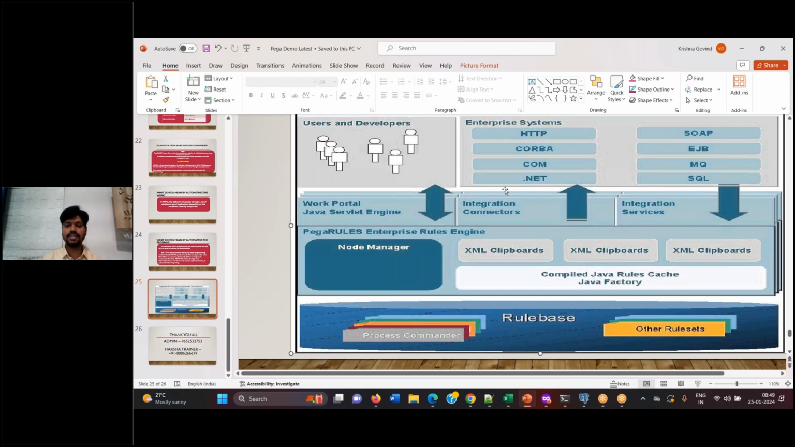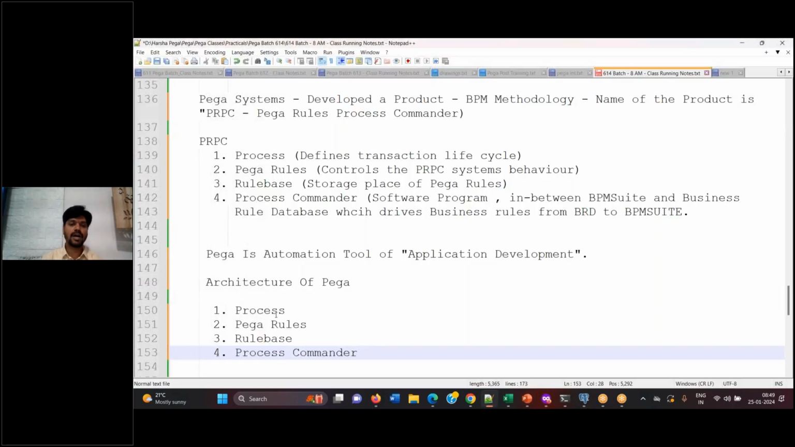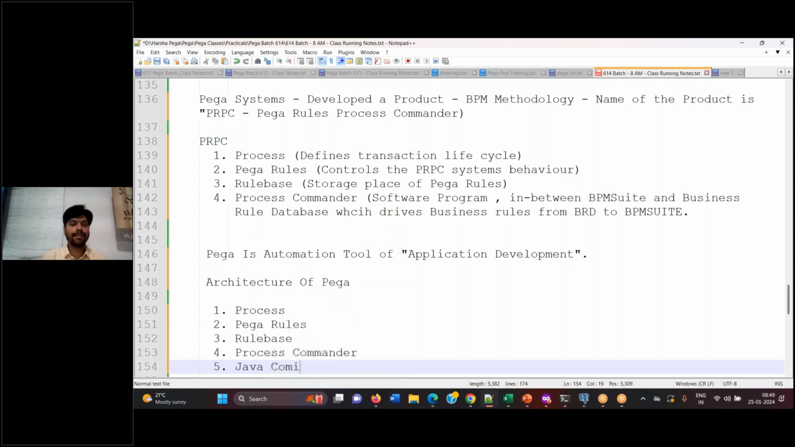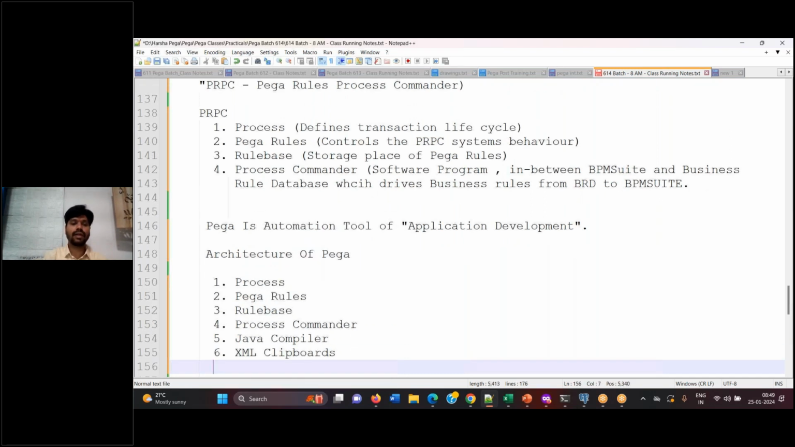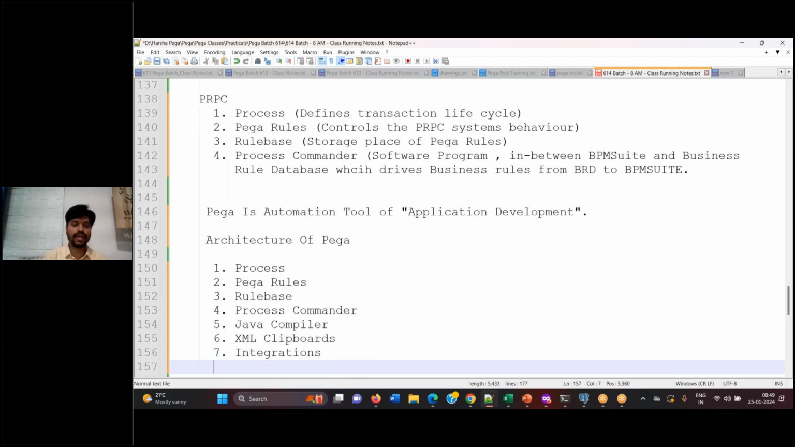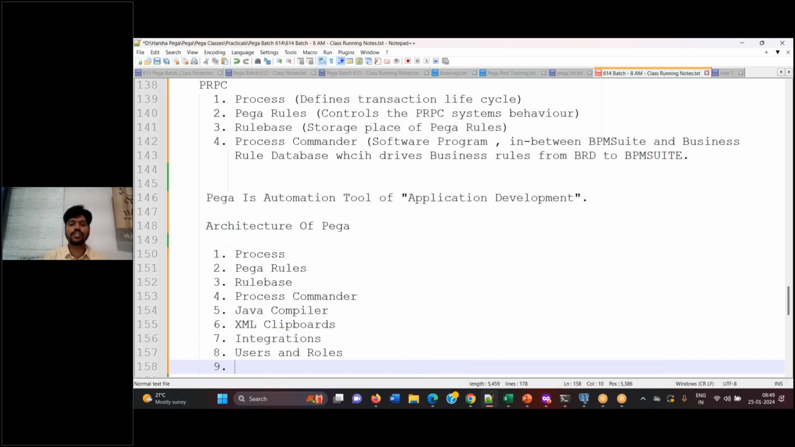So PEGA architecture has process, PEGA rules, rule-based, process commander, Java compiler, XML clipboards. What else? Integrations simply. Additional, I did not teach you. Okay, 8th one, users and roles. Users and roles can be created. Additional, I did not teach you.